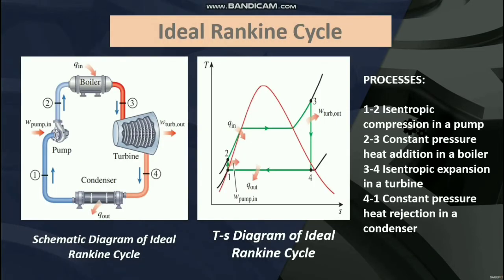So for the ideal Rankine cycle, this is the schematic diagram of the ideal Rankine cycle, and this is the TS diagram of the ideal Rankine cycle. For the processes, from point 1 to point 2, there is an isentropic compression in a pump. From point 2 to point 3, there is a constant pressure heat addition in a boiler. From point 3 to point 4, the isentropic expansion in a turbine. And from point 4 to point 1, constant pressure heat rejection in a condenser.